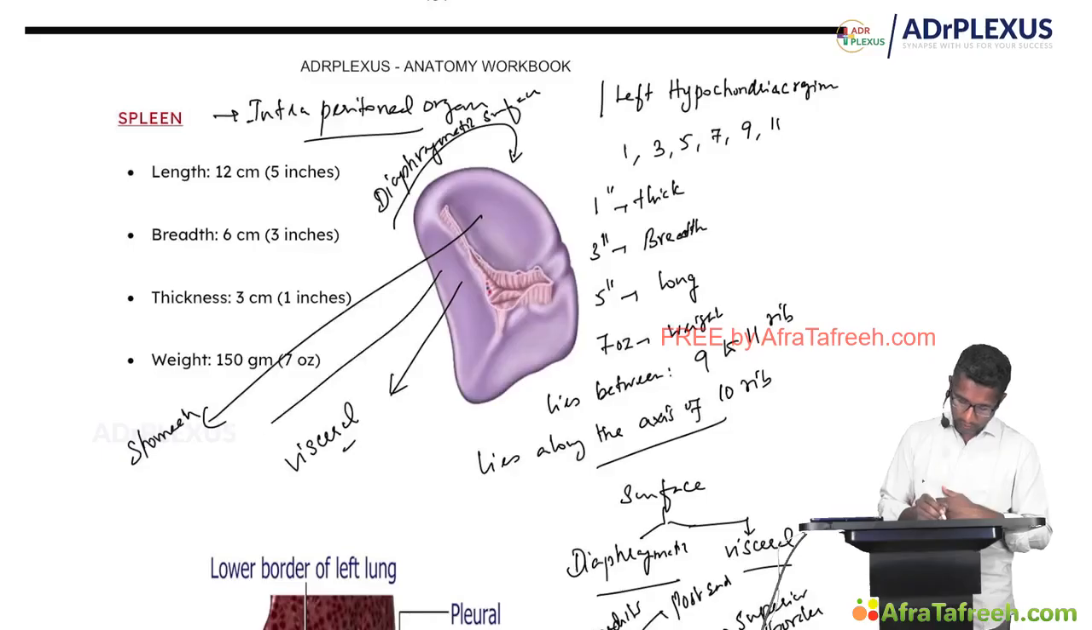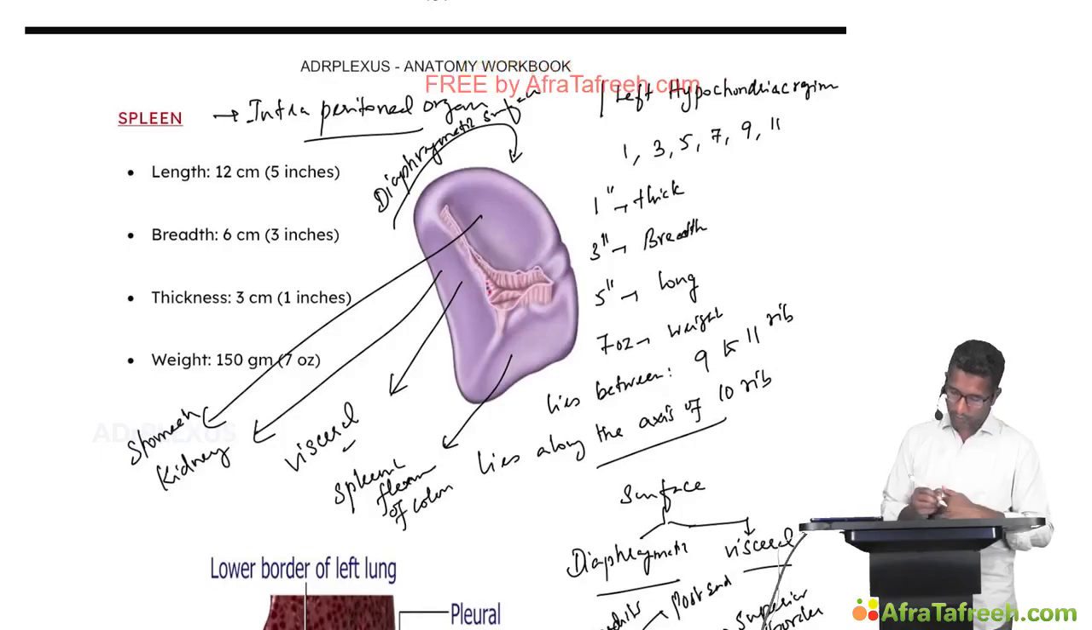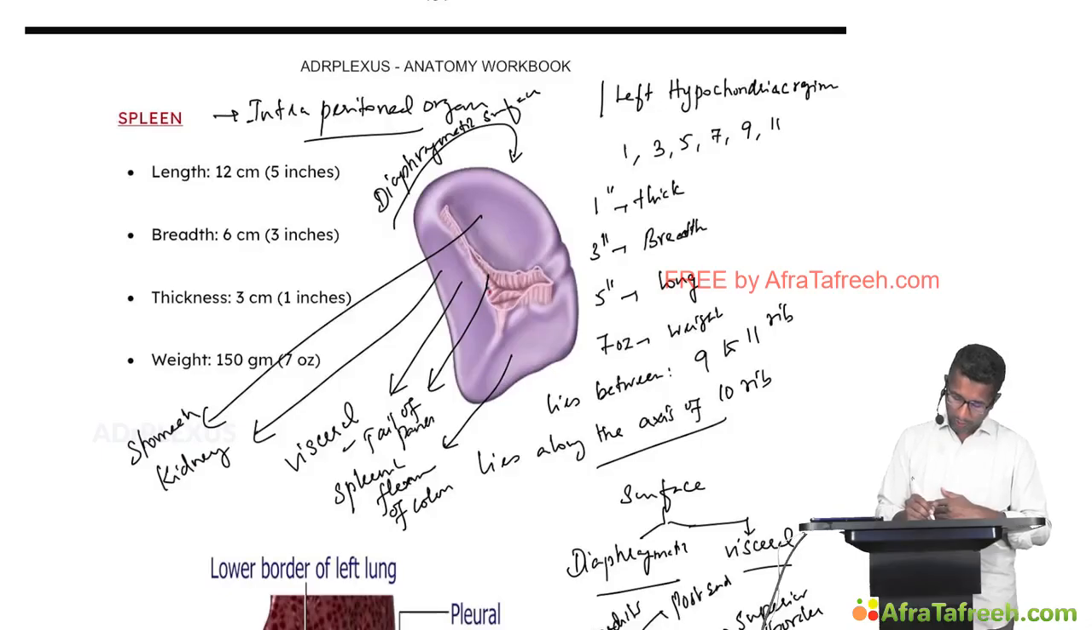This area is related to the kidney. This area is related to the splenic flexure of the colon. And towards the hilum, it is related to the tail of the pancreas. So these are all the visceral relationships.